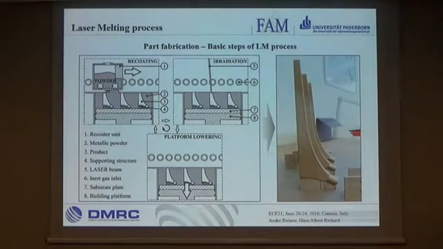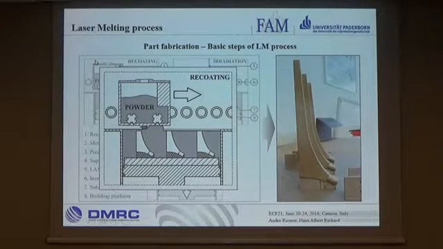Now, the part fabrication by laser melting is divided into three basic steps. The first one is the recoating step. The second one is the irradiation step, and the last one is the platform lowering. Due to this layer-wise manufacturing, it's possible to produce complex parts and individualized parts. And here on the right, you can see a final product, a hip joint implant.